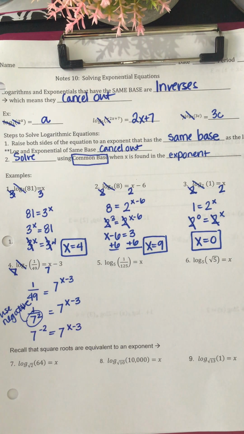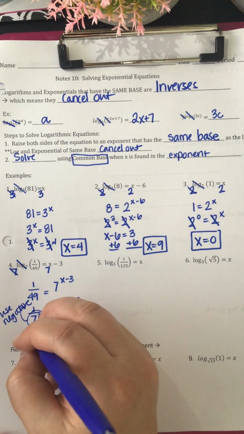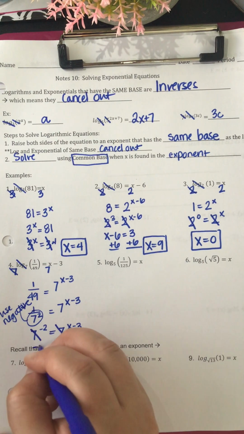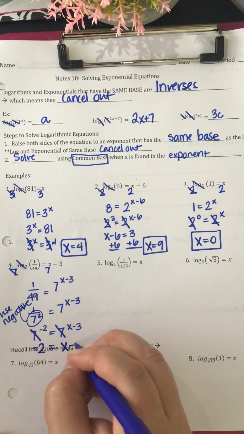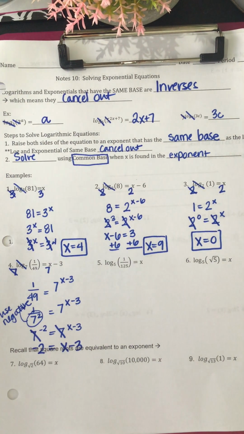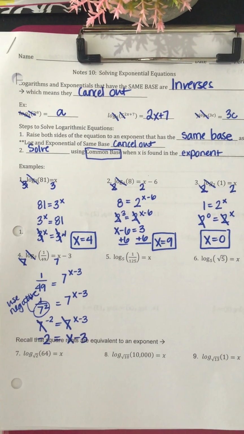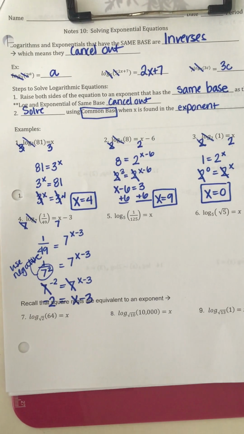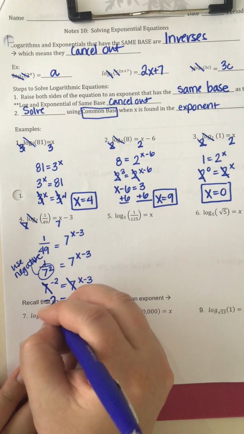And then from there, I can cross out my 7's and continue to solve. So these 7's here are both gone. I have negative 2 equals x minus 3. And then what would my last step be at that point? Add the 3 across. What is negative 2 plus 3? Very good. Plus 3.